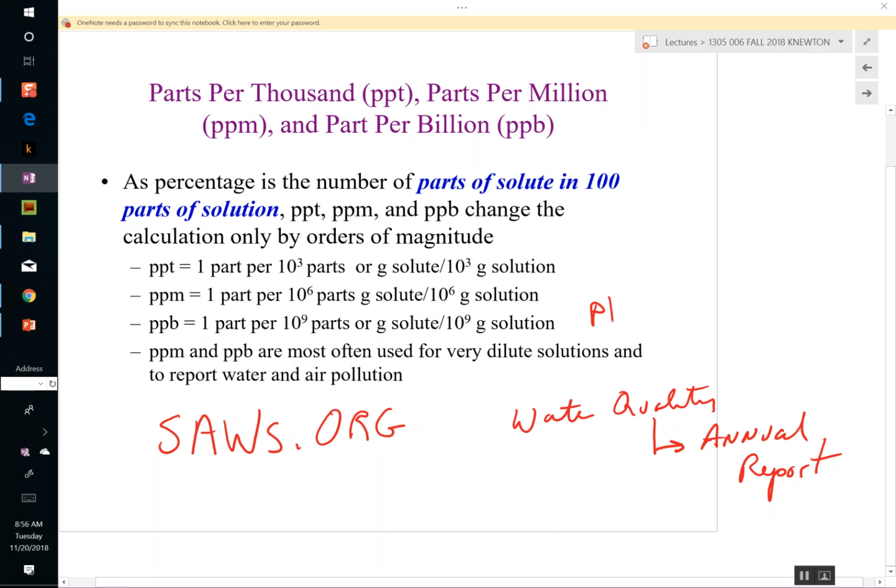So lead contamination is reported in parts per billion. Calcium or calcium carbonate concentrations in our water is reported in parts per million. It's about 130, 150 parts per million calcium carbonate. There's nothing wrong with it. Parts per 100 is a percent. That's what a percent is. So when you get a 79% on a test or something like that, you've got 79 parts out of 100. That's parts per 100. There's even parts per trillion.